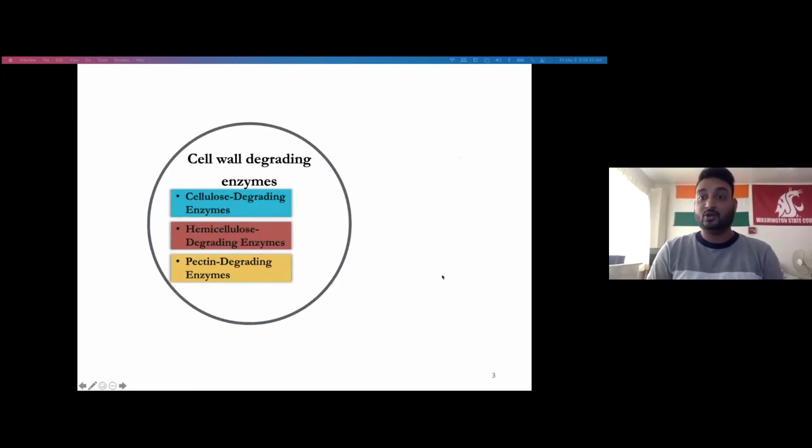To breach this blockade and also to cause disease, pathogens therefore produce several cell wall degrading enzymes, like cellulose degrading, hemicellulose degrading, and pectin degrading enzymes. Polygalacturonases, or PGs in short, are the crucial pectin degraders and also an important virulence factor in many fungal pathogens.